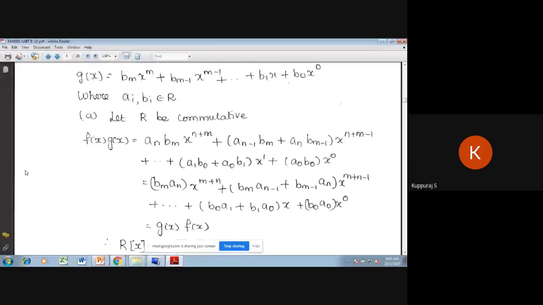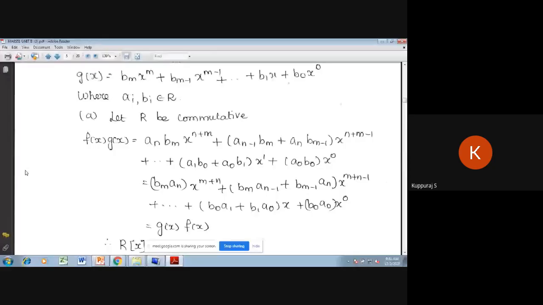So finally, the coefficient of x, a1 b0 plus a0 b1, can be written as b0 a1 plus b1 a0 into x, plus a0 b0. So look at the coefficient of x power 0, that is a0 b0. So a0 commuted, that is b0 into a0, since R is commutative. Okay, initially we assumed R is commutative.